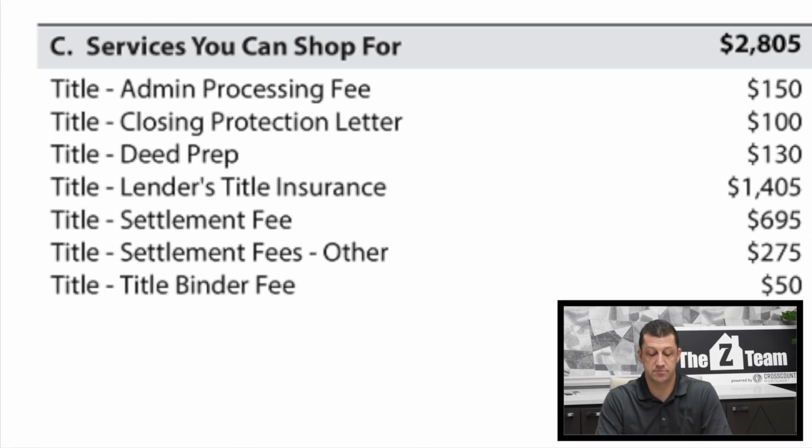So let's talk about paragraph C, services you can shop for. These are typically going to include your title and attorney fees. If this is a purchase, it should match the fees of the title company or attorney that's written in your sales contract. But be aware, not all lenders have familiarity working with the attorney on your purchase contract. So these fees can vary significantly.